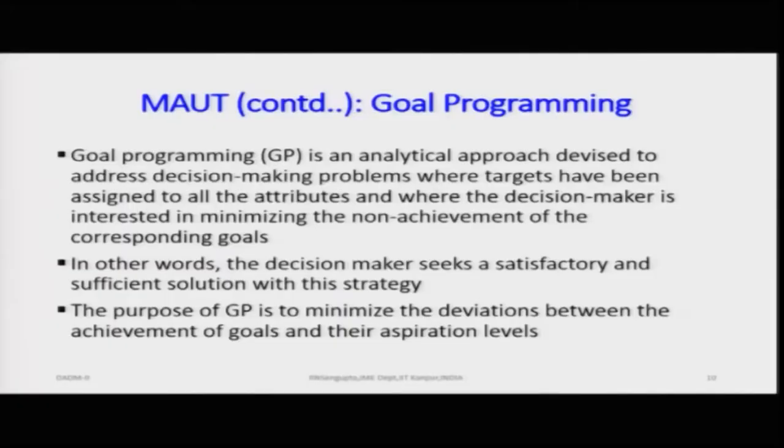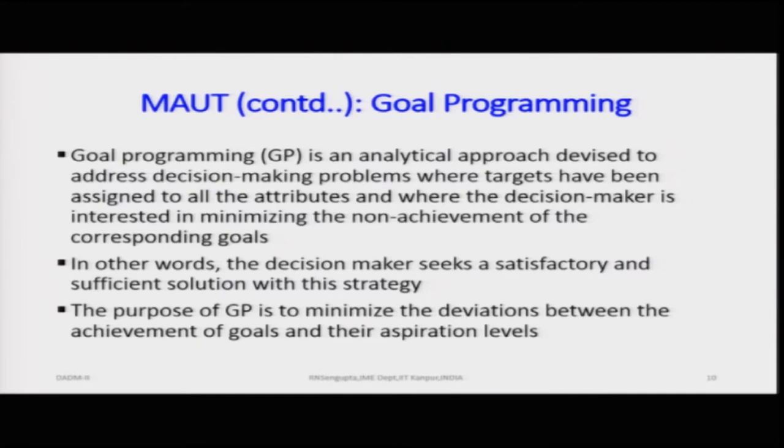So, in other words, the decision maker seeks a satisfactory and sufficient solution with his or her strategy such that there is a minimum probability or chance that the attribute would not be attained. Obviously, you cannot make it 0. If you think that each and every time that attribute level will be attained, that is not true, because there is a perturbation, there is a reliability, there is a probability or there is a dispersion. So, the purpose of goal programming is to minimize the deviations between the achievement of the goals and their aspiration values, based on which you can achieve the best set of results.